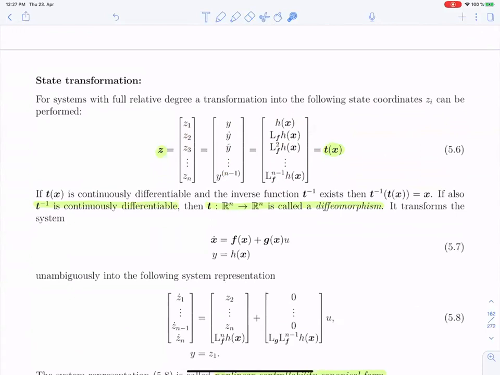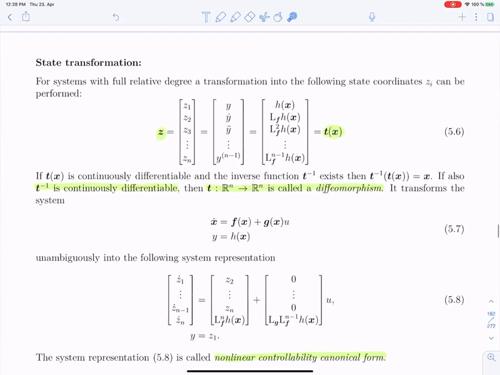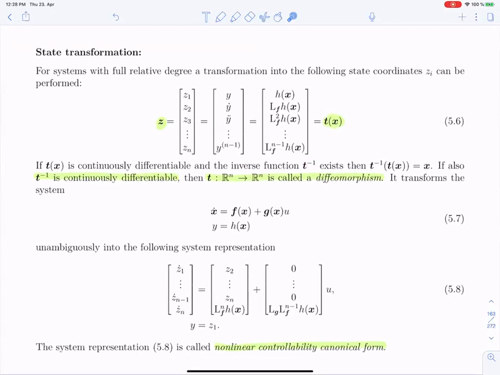Okay, and obviously, in order to work with this, there are a few assumptions that we have to make. First of all, T of x should be continuously differentiable, so it should not be discontinuous. And obviously, we also have to compute the inverse function. So if we know ξ, we want to know x. So there must be an inverse function, and also this inverse function has to be continuously differentiable. And if this is the case, this transformation is called a diffeomorphism. So if T is continuously differentiable, if there's an inverse which exists, and if it's also continuously differentiable, then this transformation is called a diffeomorphism. Okay. So how should we work with this, and why did we proceed in the way we did? So why did we actually choose the output and its derivatives as the state transformation?